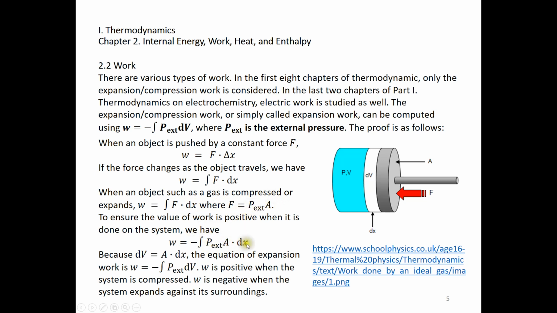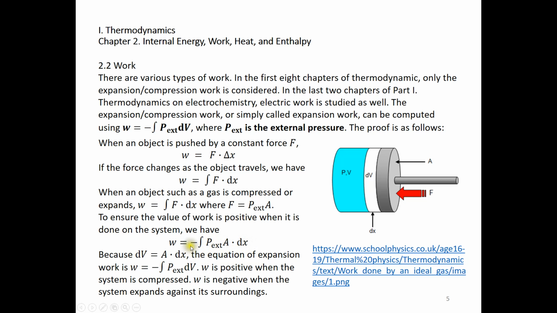We got this equation. And remember, A times dx happens to be the volume of this displacement, and this is simply dV. This is the change of volume. And then we have a nice equation. Work is equal to the integral of P external dV.